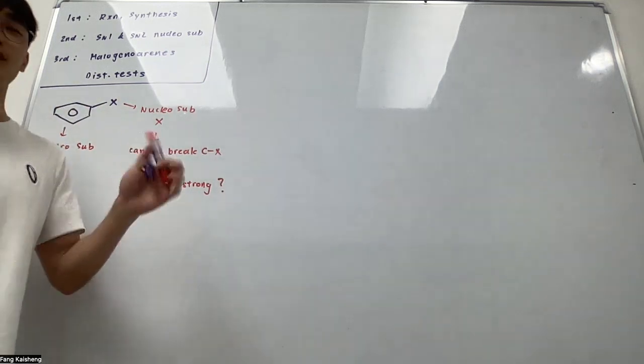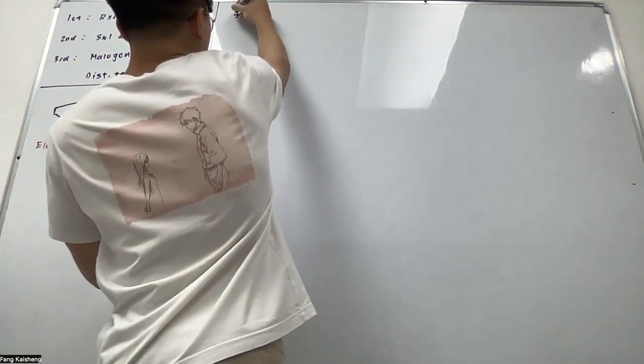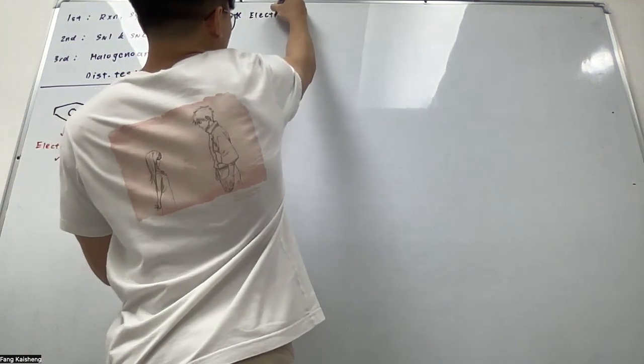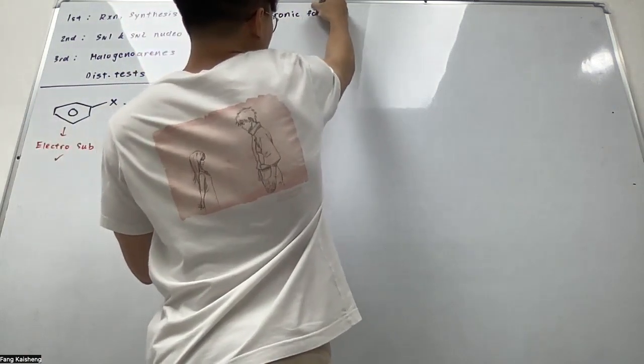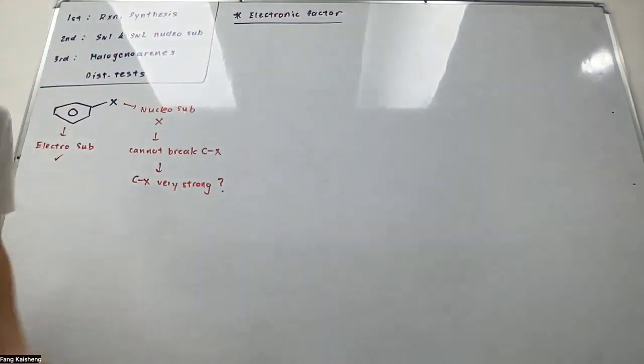Okay? So to explain that, there are 2 reasons. The main reason we're going to discuss today is the electronic factor. The name itself doesn't mean anything. What I want you guys to do is turn over to the next page. I think there's a box, right? We're going to draw a diagram in this box first.